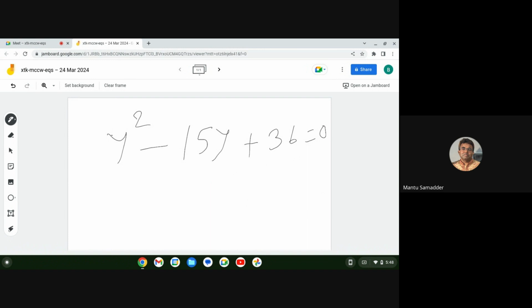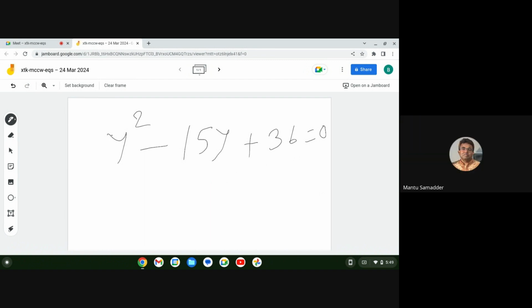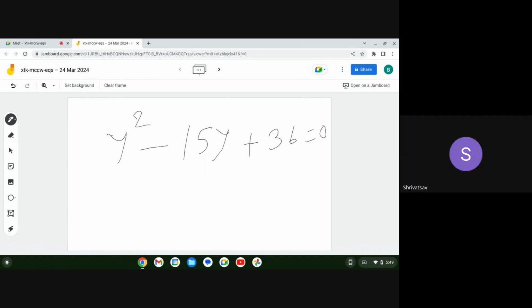My answer, I got y equals to 3. Okay, y equals to 3. That's the only answer you got. Yeah. Okay, how about you, Srivatsab? I got confused near the operands. I didn't know where to keep the negatives and the positives. So what was your answer? Oh, I'm still doing it. I didn't know the operands, so yeah.